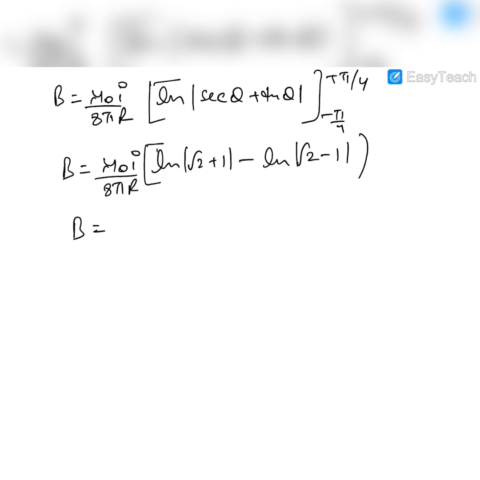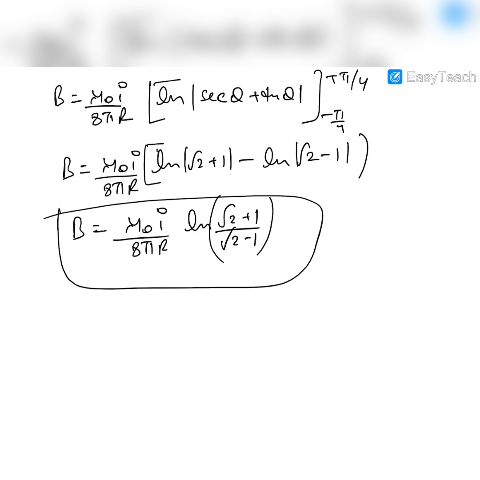So B will be equal to mu naught I by 8 pi R ln root 2 plus 1 upon root 2 minus 1. So we can also simplify this term, and we can also write it down by rationalizing it, so this can be assumed as the final answer. Now we move on to the next question.